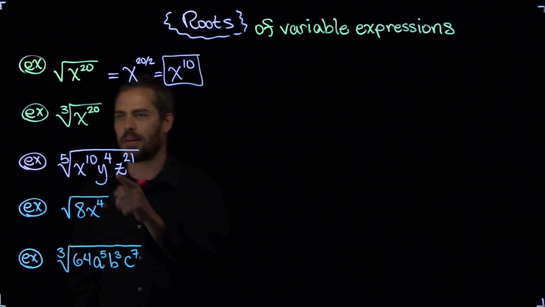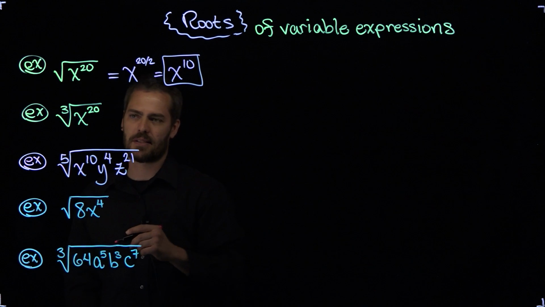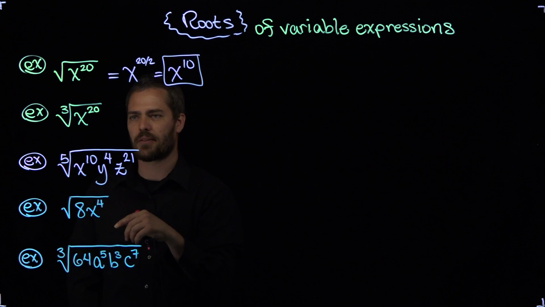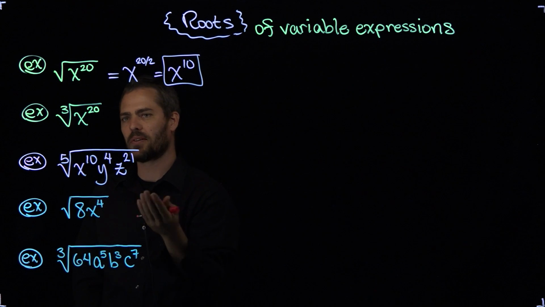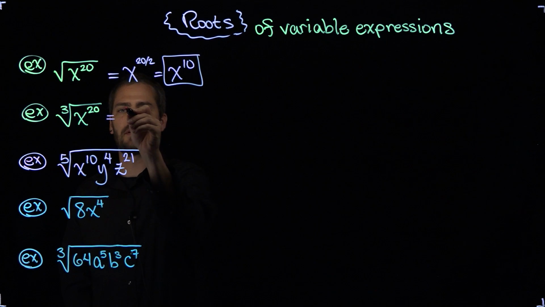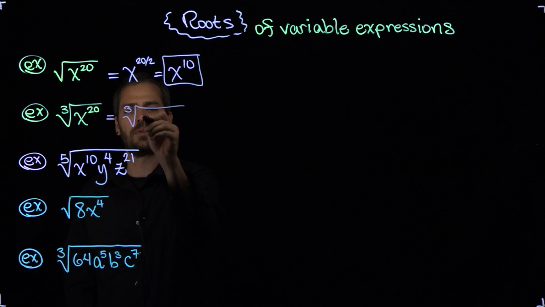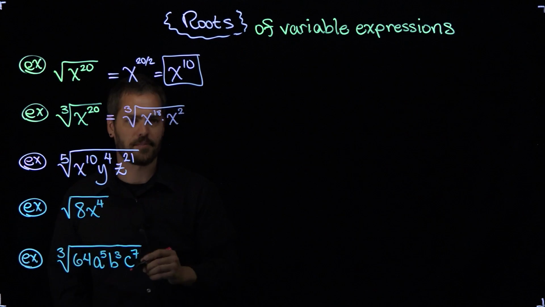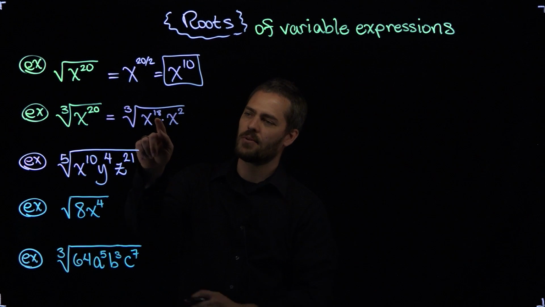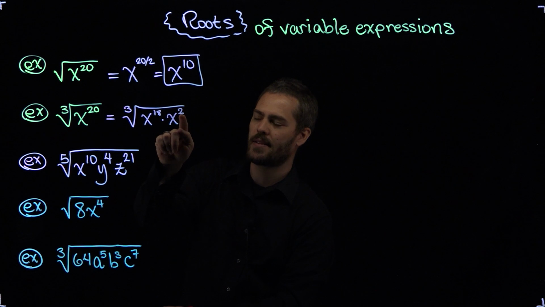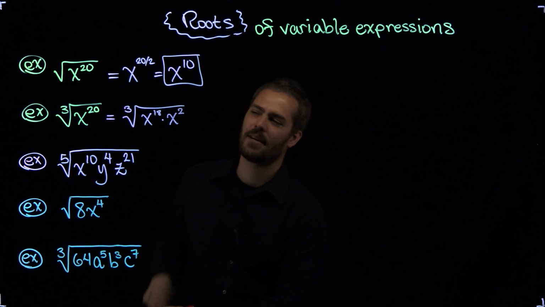All right. So how about this cube root of x to the 20th? Well, 20 does not divide evenly by 3, so I want to come up with the closest multiple of 3 to 20, and that would be 18, and start there. So I'm going to say, okay, let's expand this out to the cube root of x to the 18th power times x squared. I'm trying to get this to a number such that the one left over, x squared in this case, has a power that's less than the index out there.